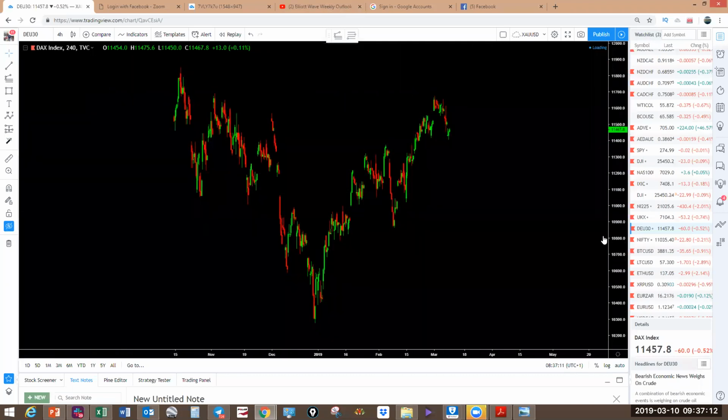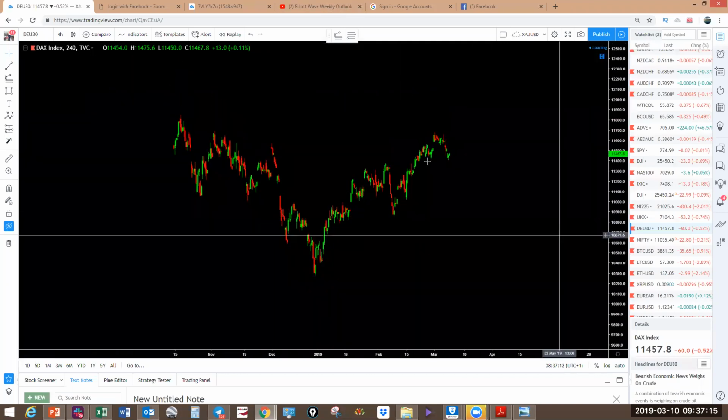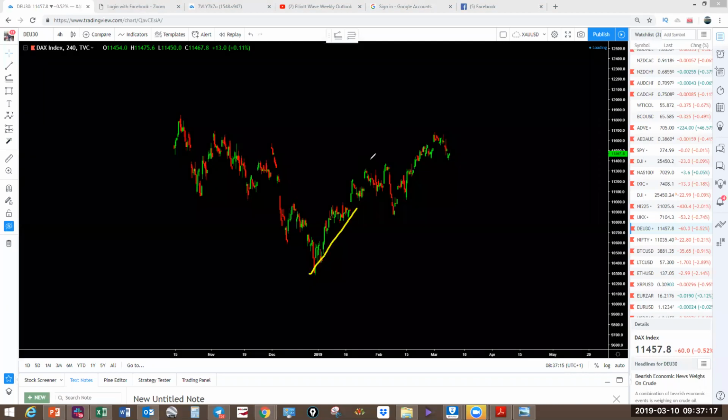Now the DAX is a clear ABC structure. 1, 2, and the 3. Now you're getting also a pullback here. This is not an aggressive move to the downside by any means. So let's see if it's going to do that, do that, do that. Then we go. It does.